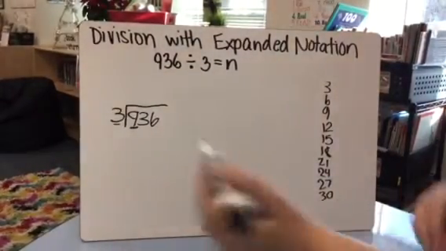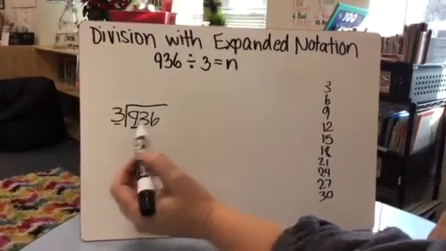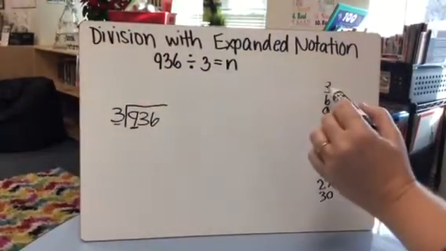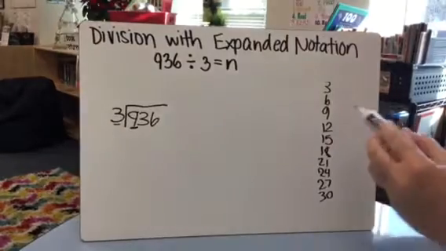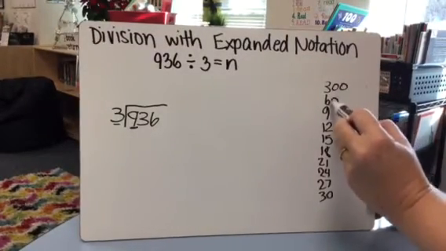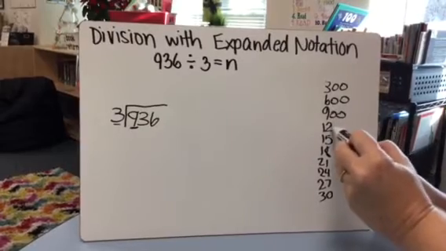So I know that I'm going to start passing out in hundreds. So that means I'm going to multiply 3 times 100, 3 times 200, and we already know that when we multiply by 100, we can add 2 zeros.